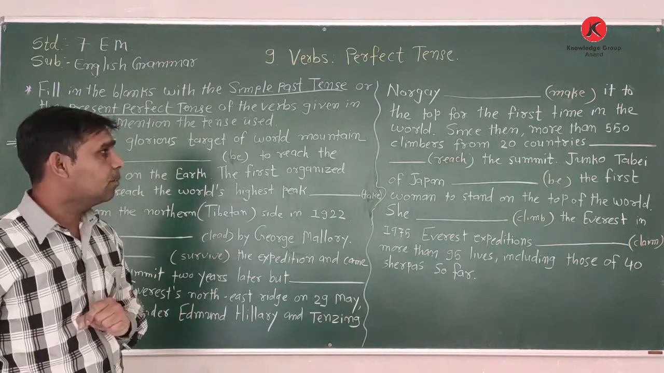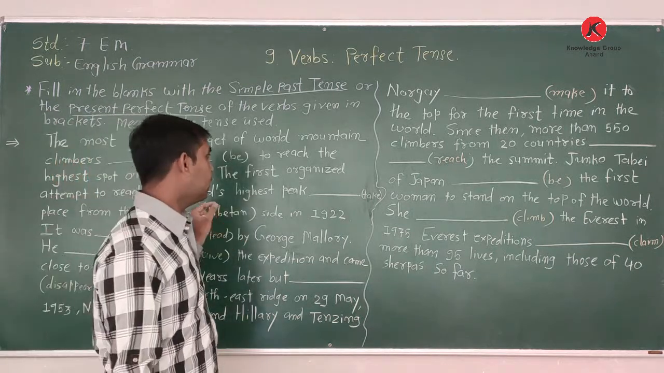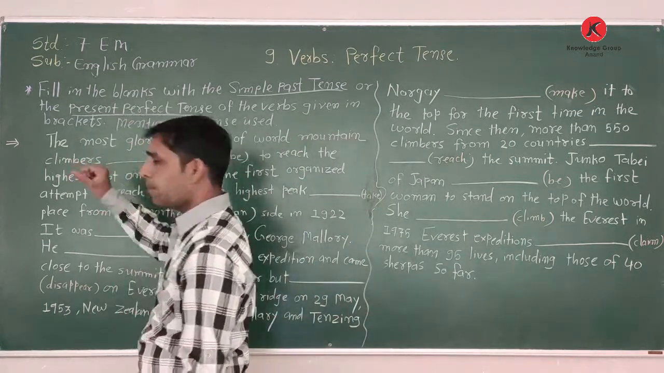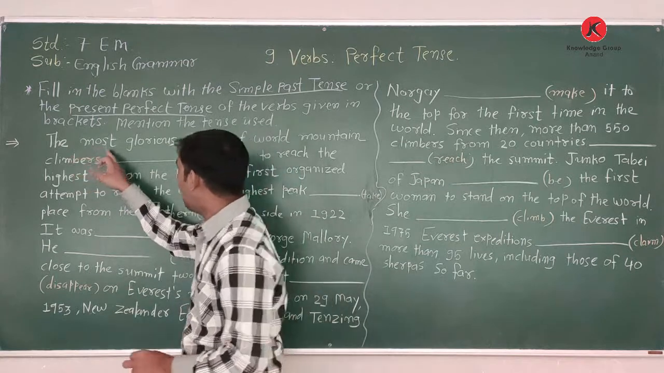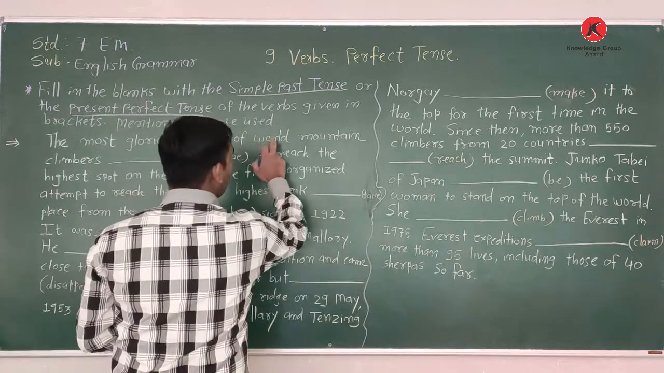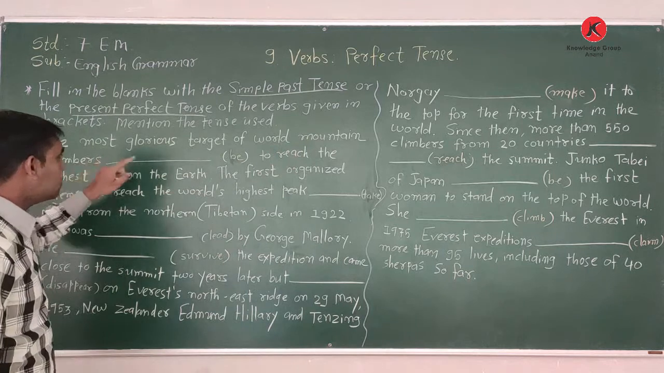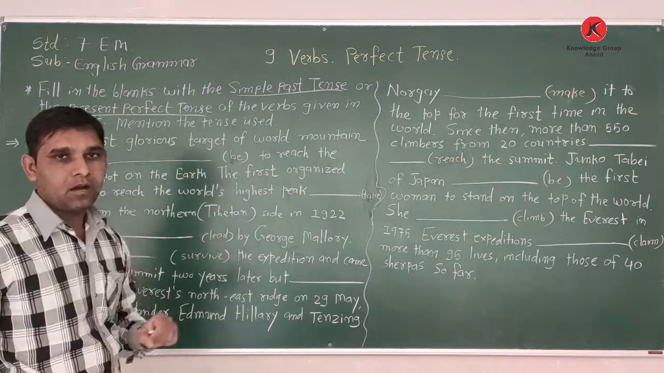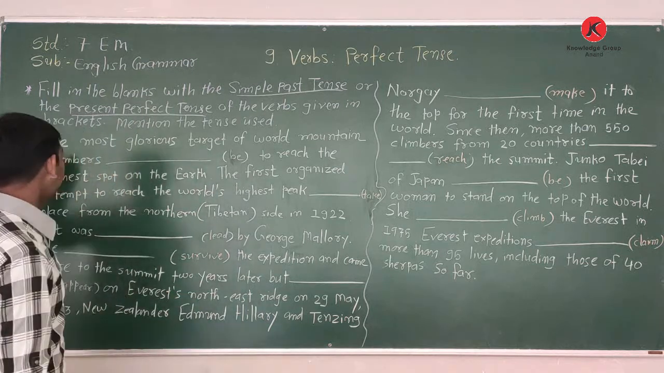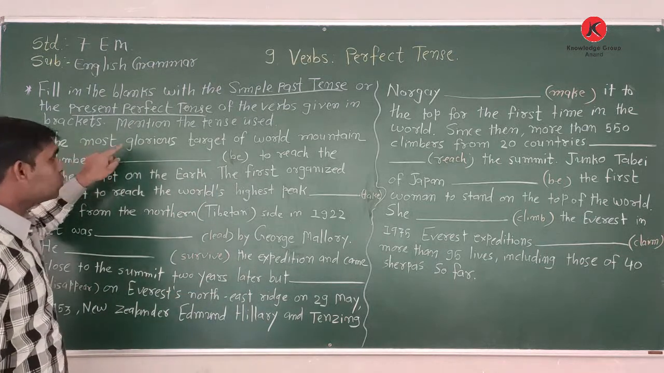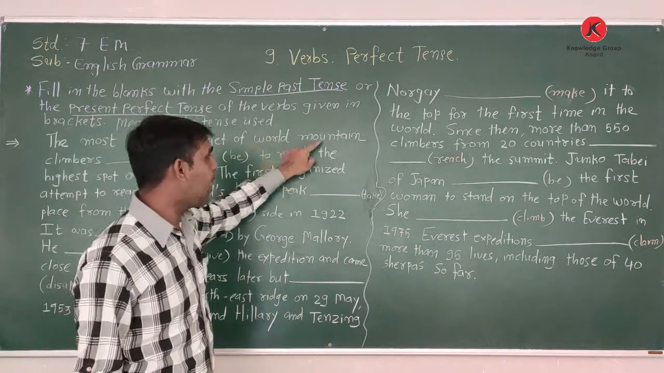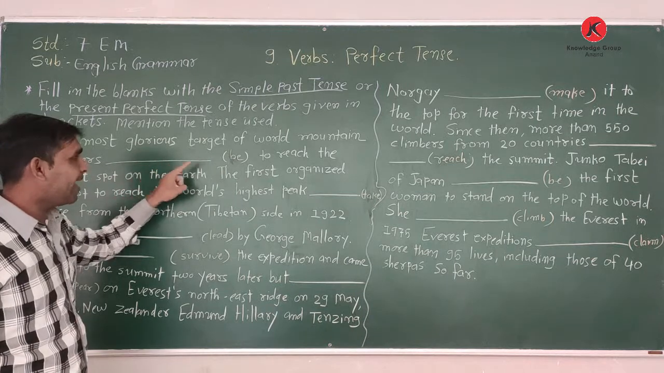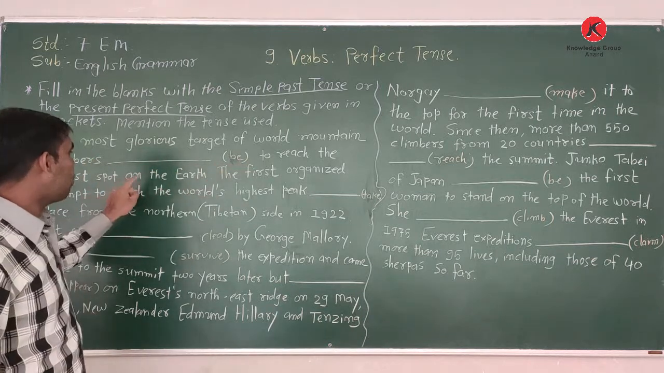So let's see the blanks. Here a paragraph is given. In the paragraph there are so many blanks. Let's start with this paragraph: the most glorious target of world mountain climbers blank to reach the highest spot on the earth. The first sentence starts here. The most glorious target of world mountain climbers, blank to reach the highest spot on the earth.